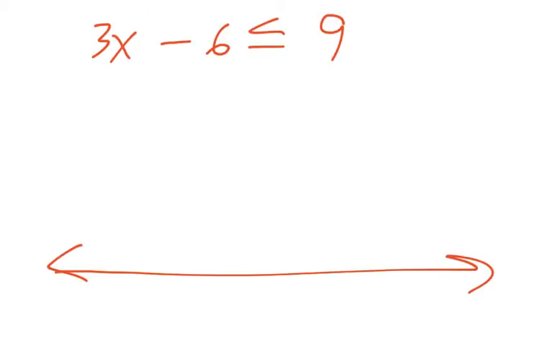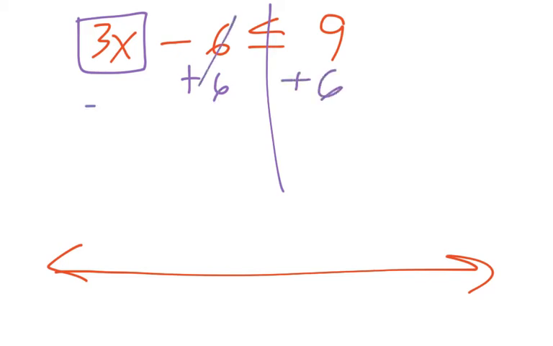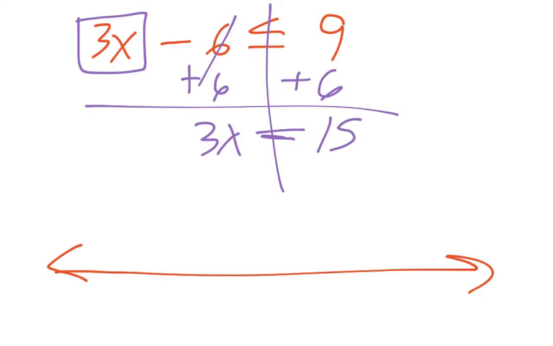So we'll start off easy. 3x minus 6 is less than or equal to 9. Draw a line through the inequality symbol because that separates our two sides. We have to isolate the term with the variable, so we're going to add 6 to both sides. On the left-hand side, the 6's cancel. We're left with 3x. 9 plus 6 equals 15, and that is less than or equal to 15.